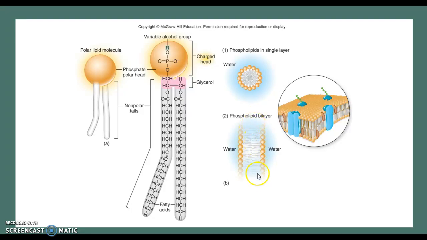When we get double layers that form, the tails are pushed into the center, the heads face the outside where the water is going to be found. And this is how cell membranes are composed. And you can see an example right here of a cell membrane.